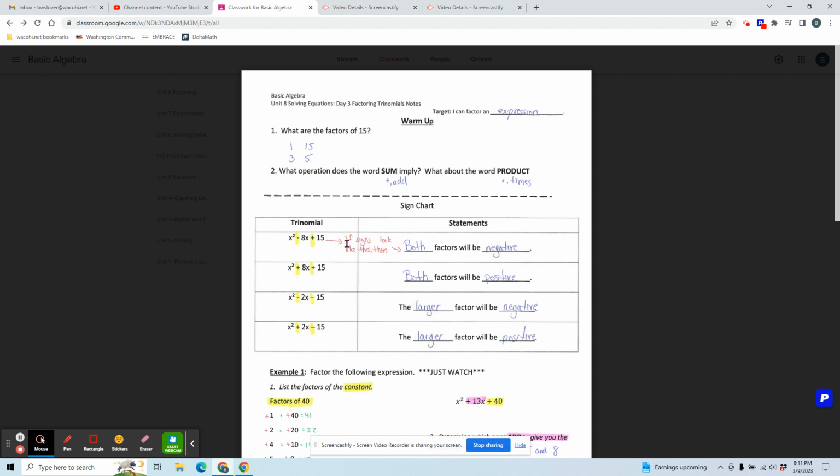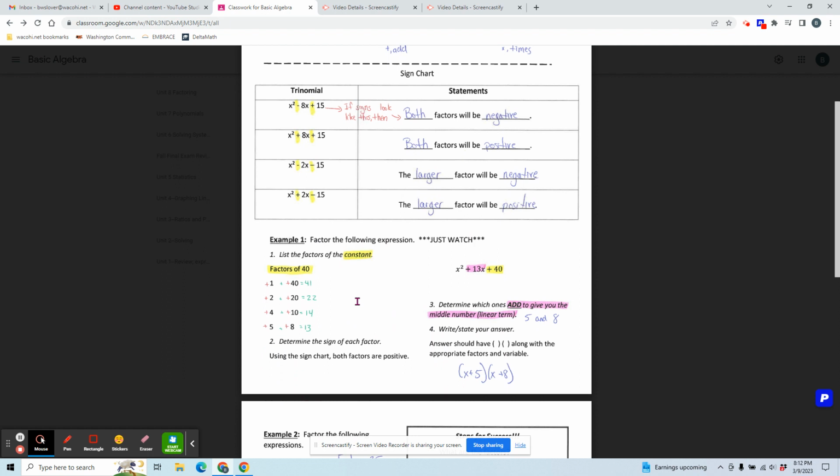And this is what happens if I see these signs. So just like it says here, if signs look like this, then this. So if the signs are negative, positive, then both factors will be negative. If the signs are positive, positive, both factors will be positive. If the signs are negative, negative, the larger factor will be negative. And if the signs are positive, negative, the larger factor will be positive. Now, once again, it doesn't make any sense what that means yet. And these trinomials are just an example. It does not have to always be x squared minus 8x plus 15. Okay, just an example.